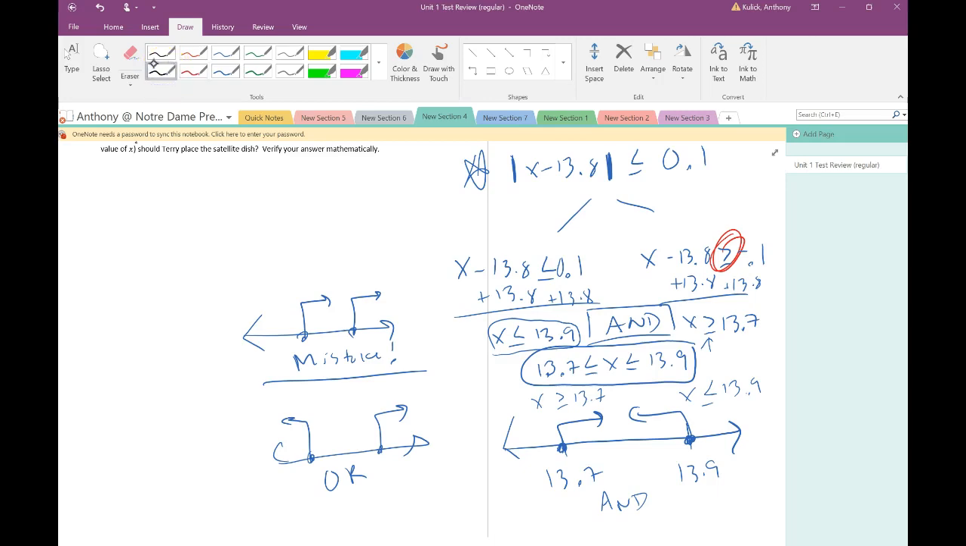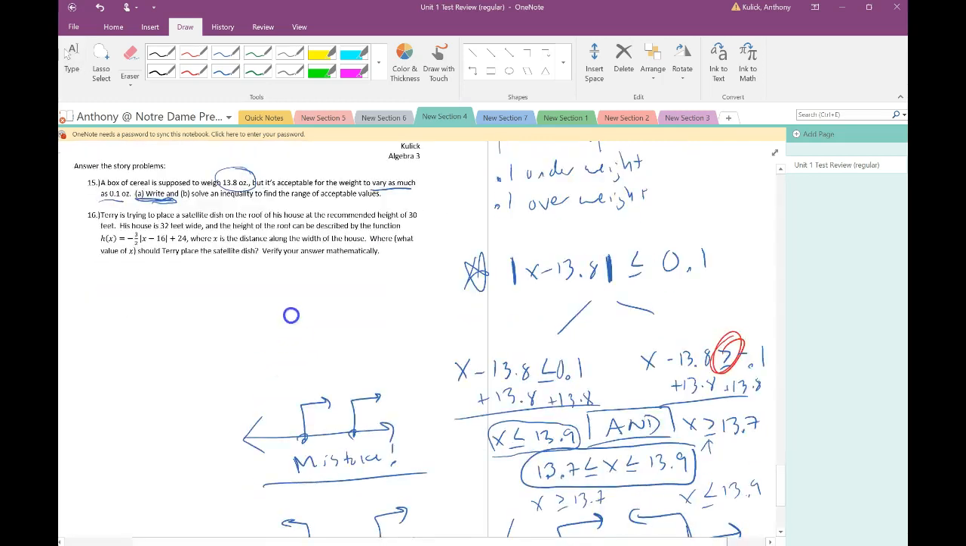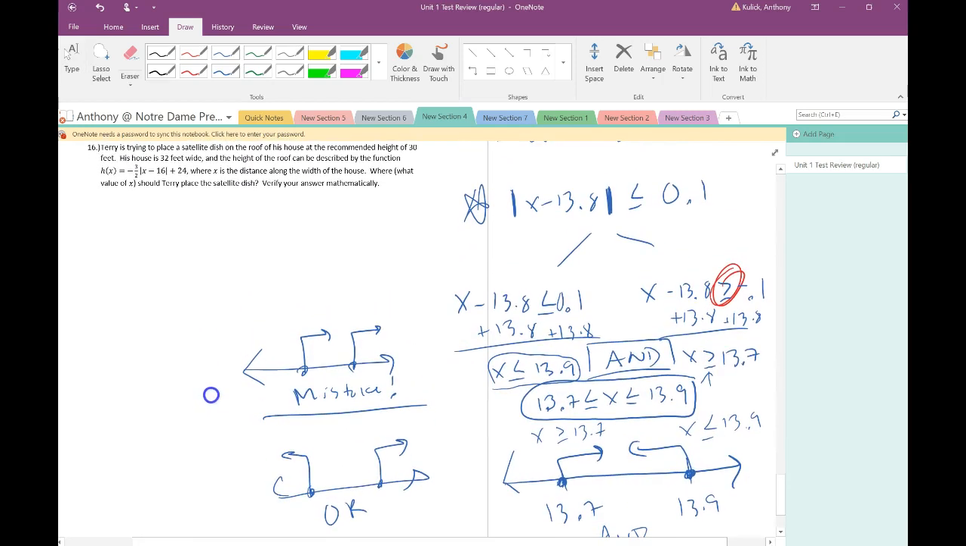What's next? Page? Yeah, 16 was kind of tricky. It is a trick question.